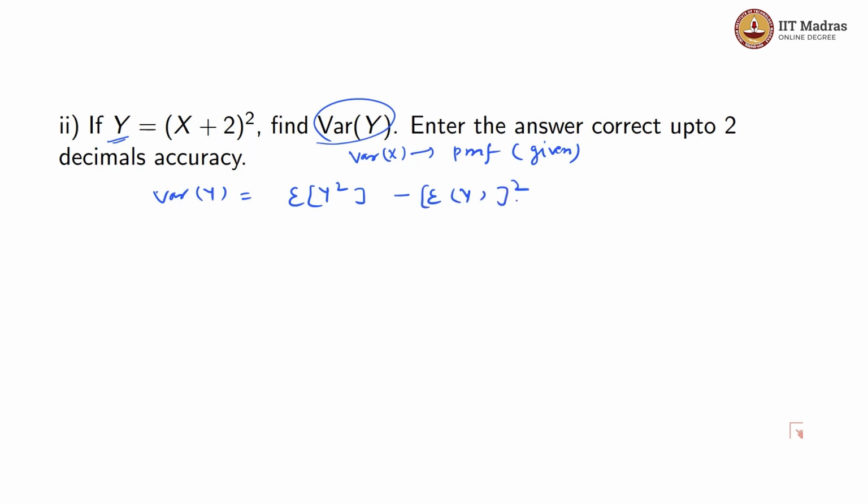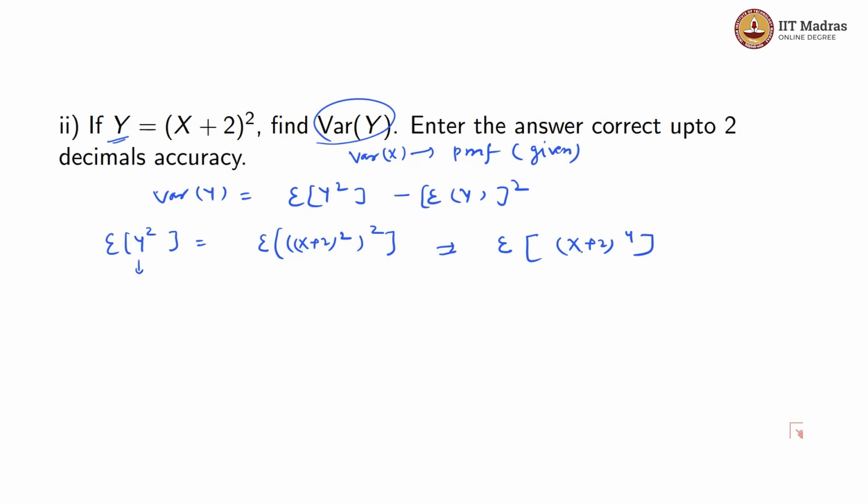Okay, but the information which we have is in the form of x. So now we'll use the properties of expectation. So this we can write as E of Y squared. Since Y is (X plus 2) whole square, Y squared is (X plus 2) to the power 4, so this is nothing but the expectation of (X plus 2) to the power 4.